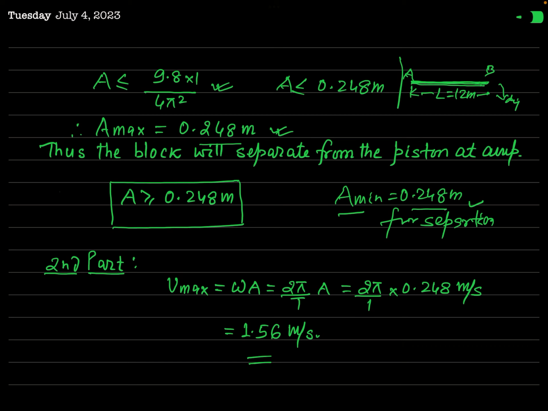So for separation, the amplitude of oscillation should be greater than or equal to 0.248 meter. Up to this amplitude, 0.248 meter, the block and the piston are not separated. But when the amplitude exceeds this value, the block will get separated from the piston. So the minimum value for separation of the piston from the block is the same, and that will be 0.248 meter.